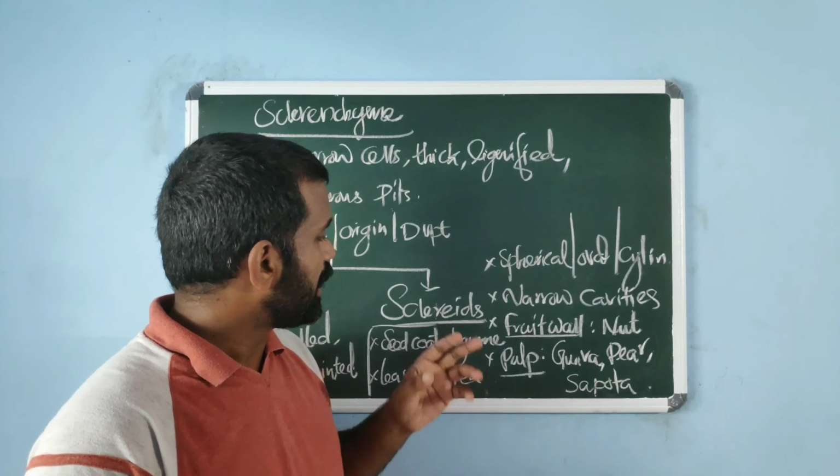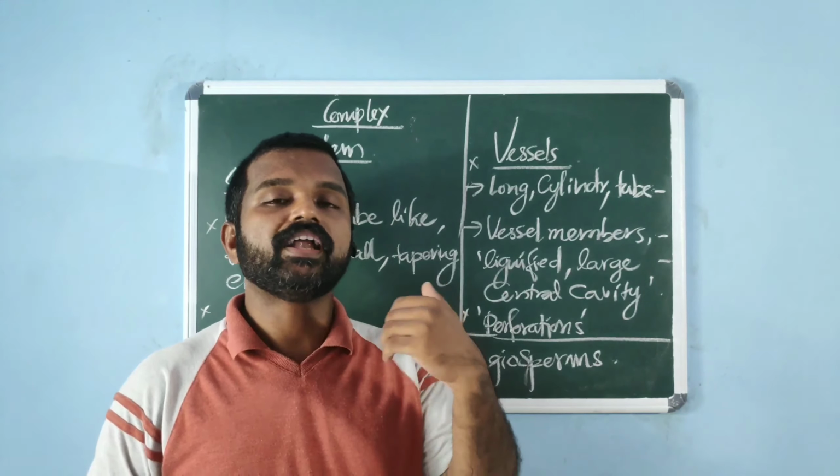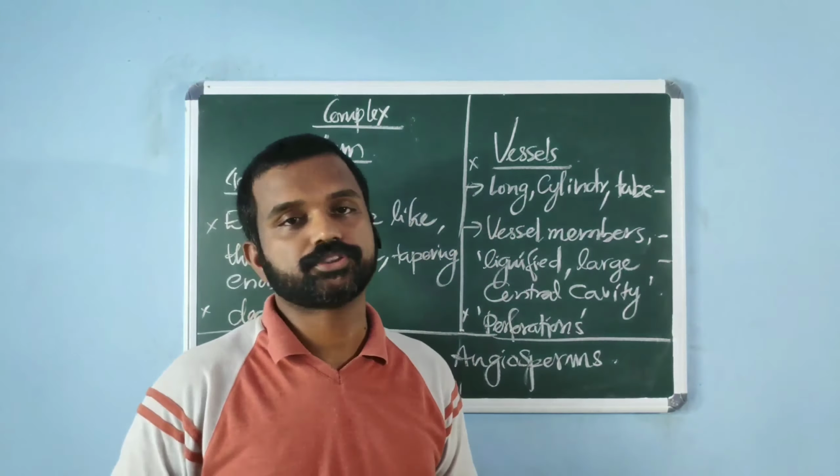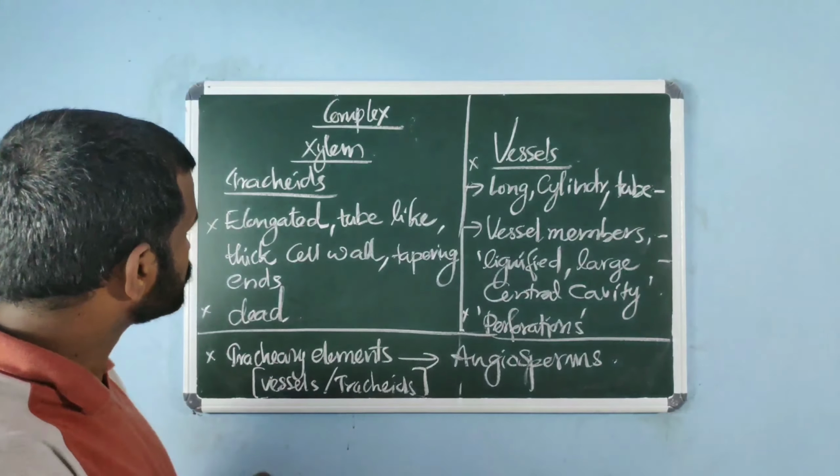Complex tissues. Complex tissue consists of different types of cells. Two complex tissues are xylem and phloem. First we will see xylem in detail. The two major functions in which xylem takes part are, first is conduction, second one providing mechanical support. The different components of xylem are tracheids, vessels, xylem parenchyma and xylem fiber. First let us see about tracheids and vessels in detail.